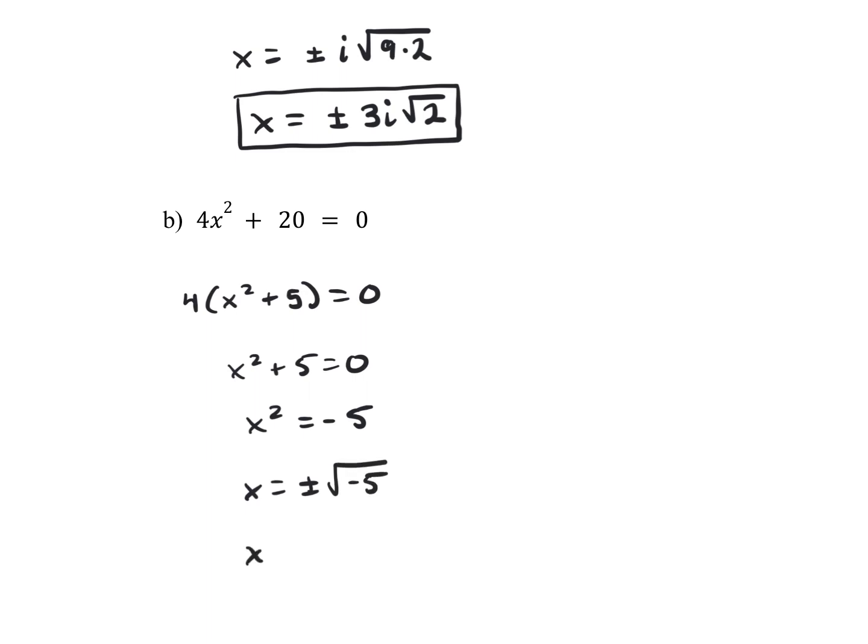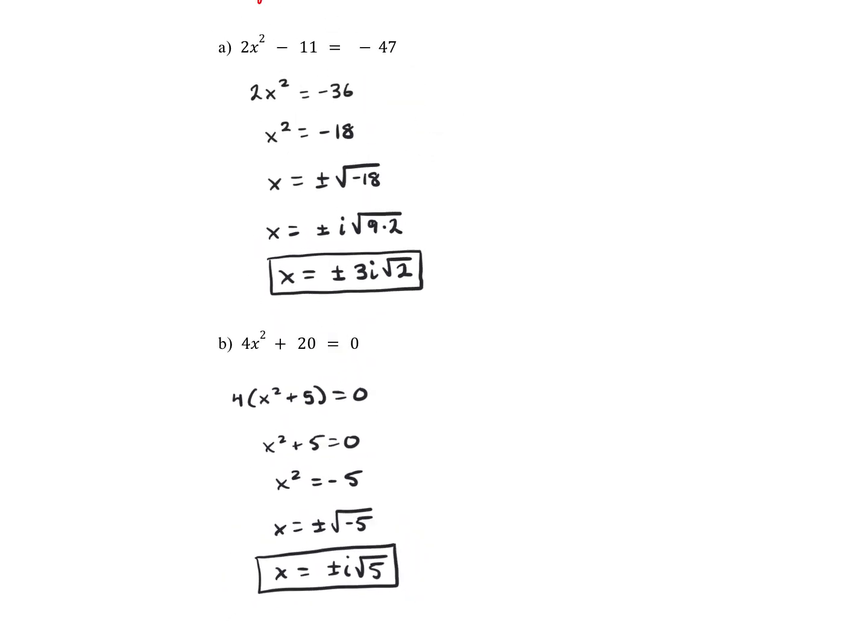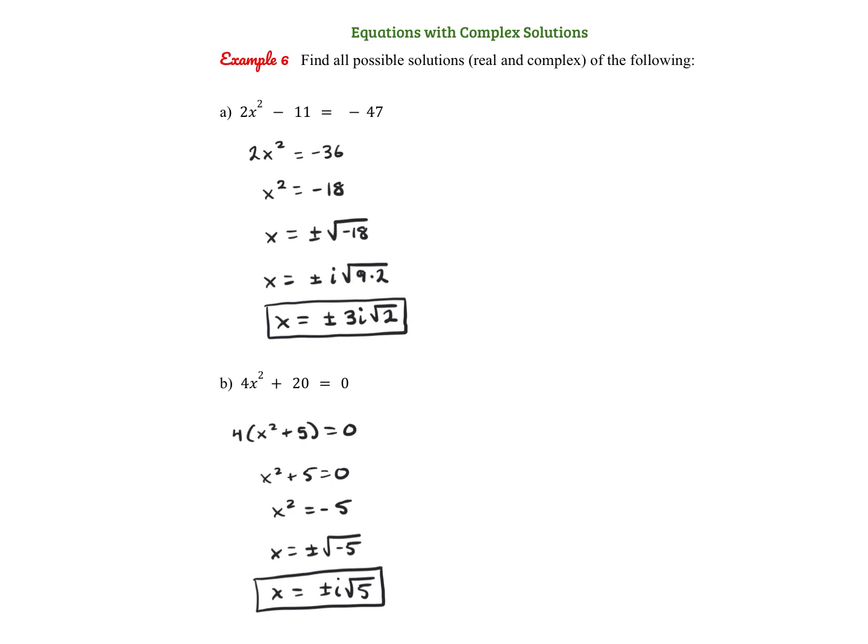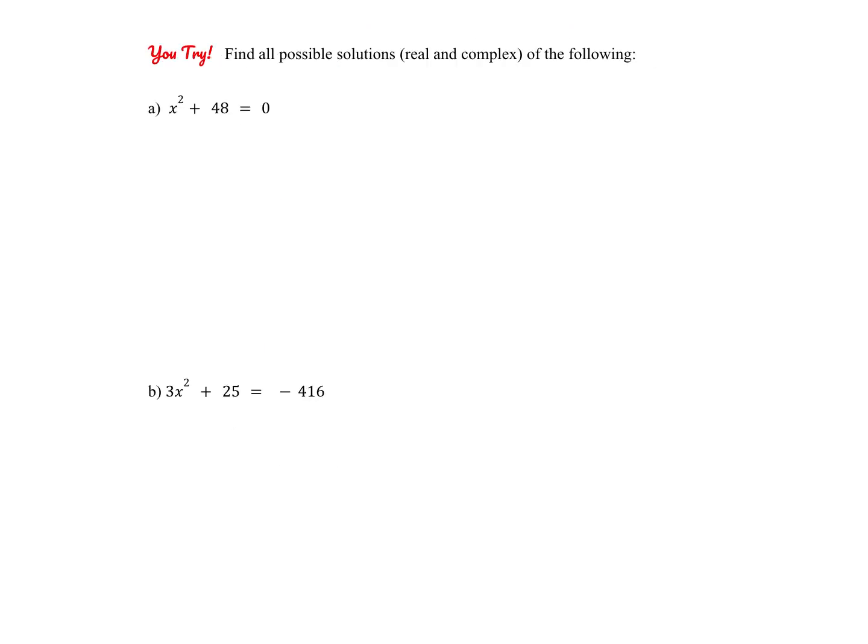And then here, instead of saying no real solutions, I'll just move that i out front, and we have plus or minus i root 5. There you go. So notice again, we have 2 solutions, and they are complex conjugates. All right, here's the last set of you-tries. So for the last time, please pause the video and hit play when you're ready to check.